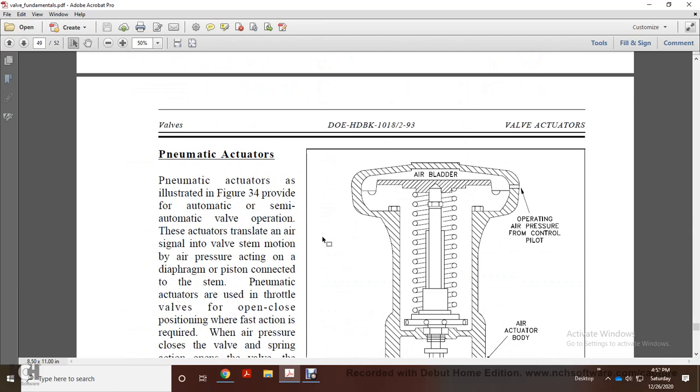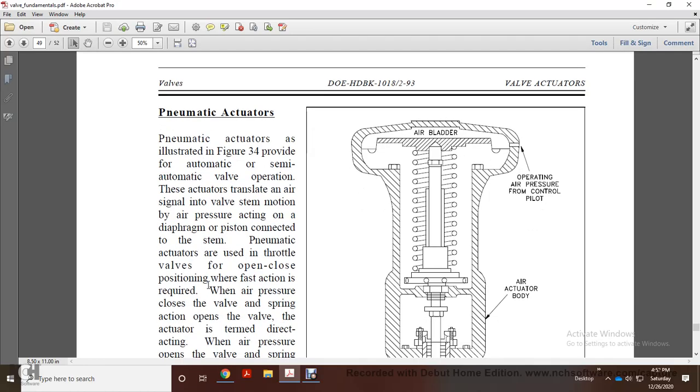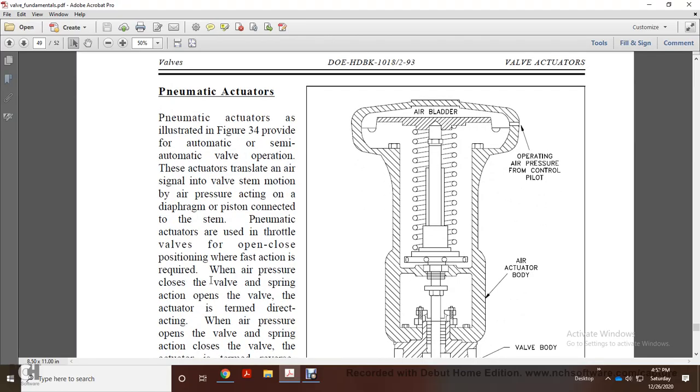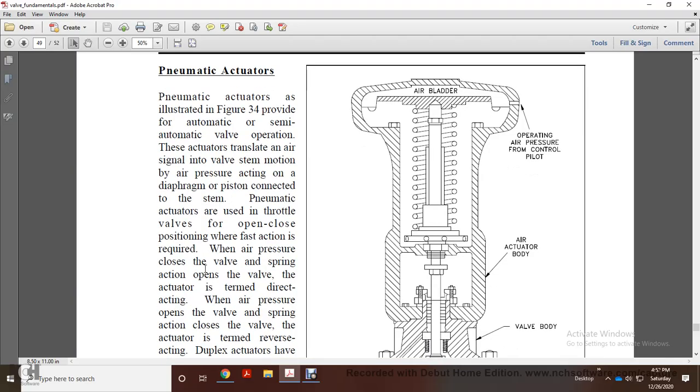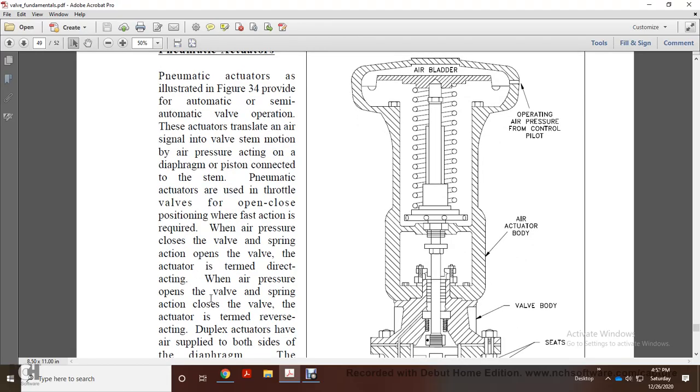Alright, pneumatic actuators, illustrated in Figure 34, provide automatic or semi-automatic valve operation. The actuator translates an air signal to valve stem motion, with air pressure acting on a diaphragm or piston connected to the stem. Pneumatic actuators are used in throttle valves and for opening and closing positions. Fast action is required when air pressure closes the valve. The spring action opens the valve. When the air pressure opens the valve, the spring action closes the valve.